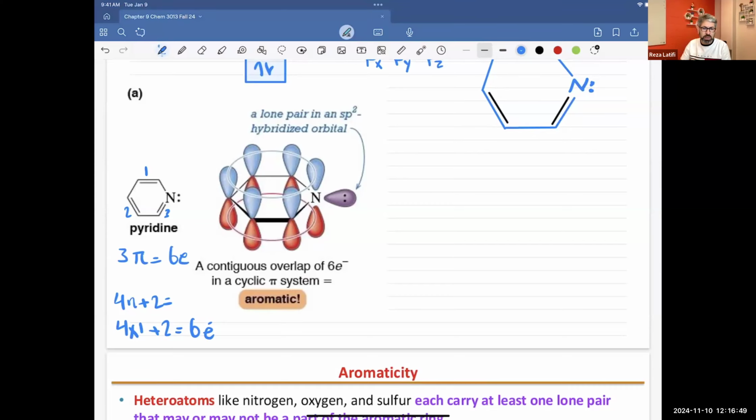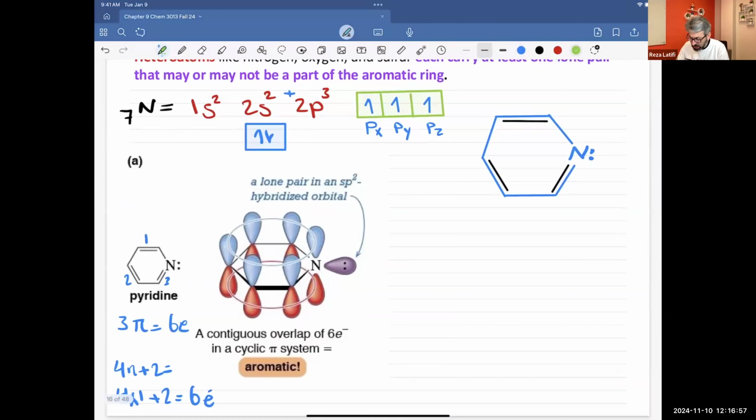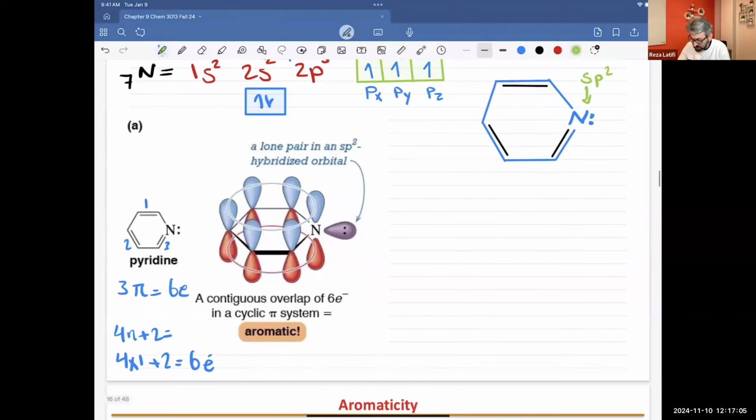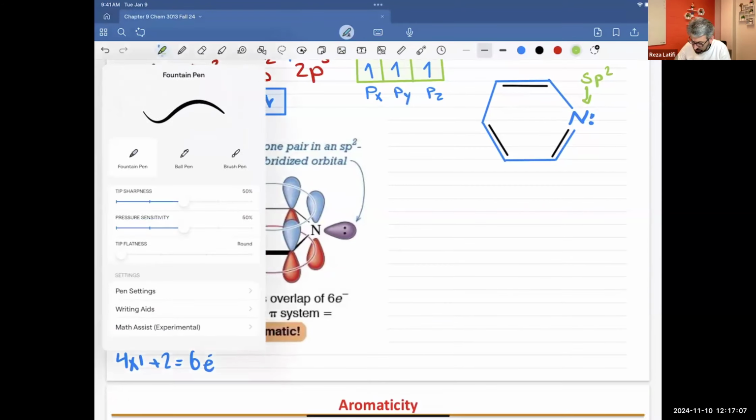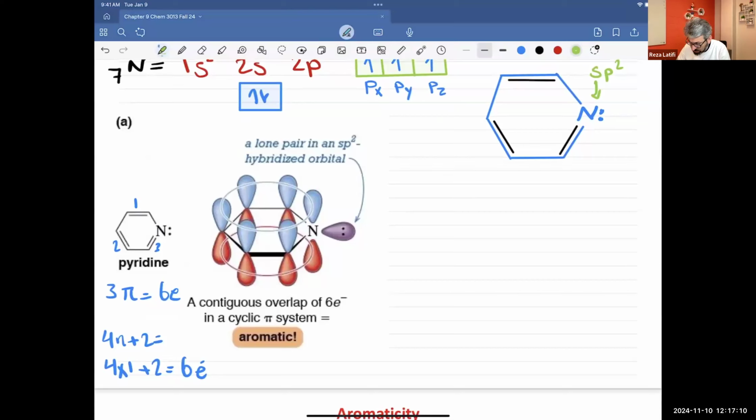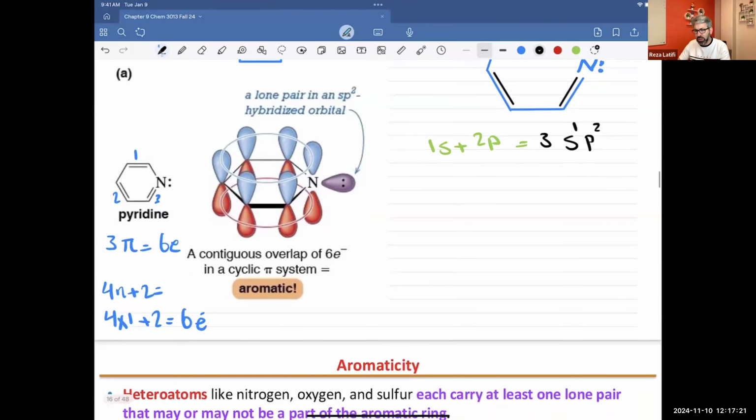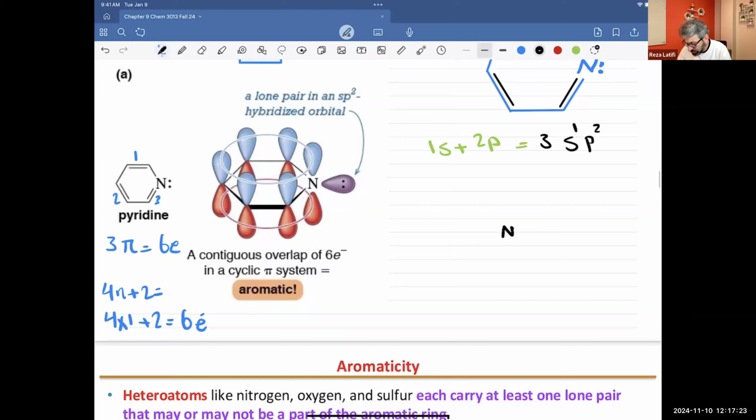Okay, next: is it planar? Yes. Is it cyclic? Yes. How about the hybridization? Let's go after nitrogen. Nitrogen is going to have sp2 hybridization. Why sp2 hybridization? Nitrogen is going to adopt this hybridization. It will use 1 from s and 2 from p orbitals. It will give us 3 orbitals, s1 and p2. Why 3 hybrid orbitals? So here you go, nitrogen is going to have 3 hybrid orbitals.